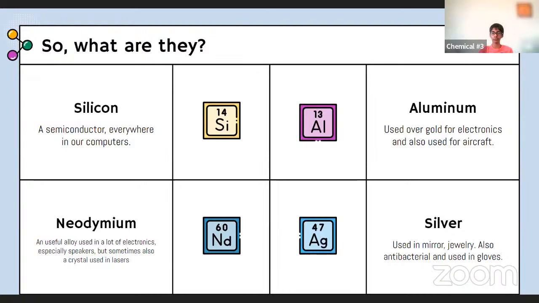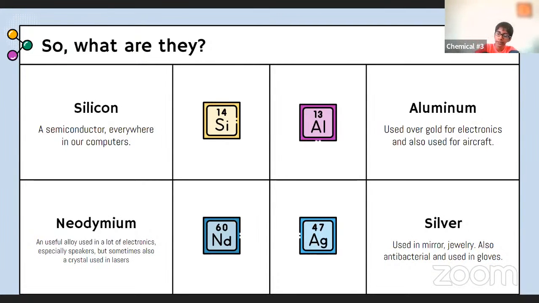Aluminum is sometimes used over gold in electronics since it's lighter and it's also cheaper. And it's also used for aircraft, like the fuselage or the wings. And a more relatable thing would be aluminum foil. You might have thought of aluminum foil when I first told you about it.